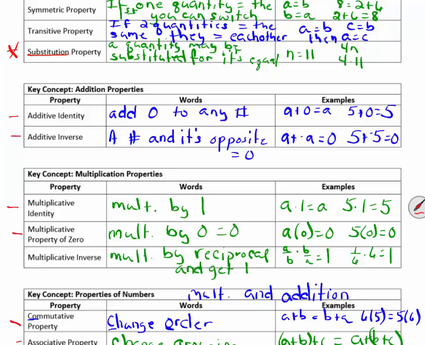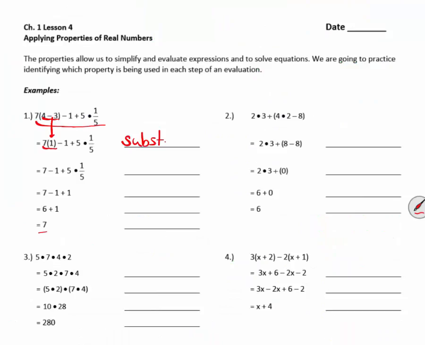Because I was multiplying by 1, I multiplied by 1 and I got 7. Well, when you multiply by 1, that is your multiplicative identity. Or you could say identity of multiplication. I don't care which way you write it.